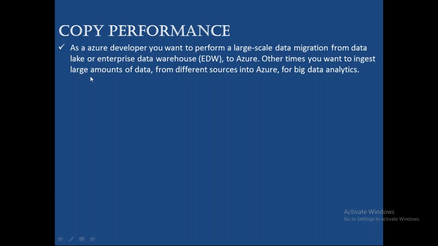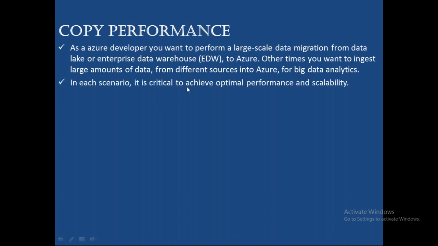Other times you want to ingest a large amount of data from different sources into Azure. Maybe sometimes you need to ingest data from your AWS cloud to Azure for big data analytics, or you need to get the data from on-premise to the cloud. It's a large scale dataset, right? So in this case, how are you going to ingest or migrate data in an optimized way with very good performance? What do you need to take care of to get better performance? Those things we will see.